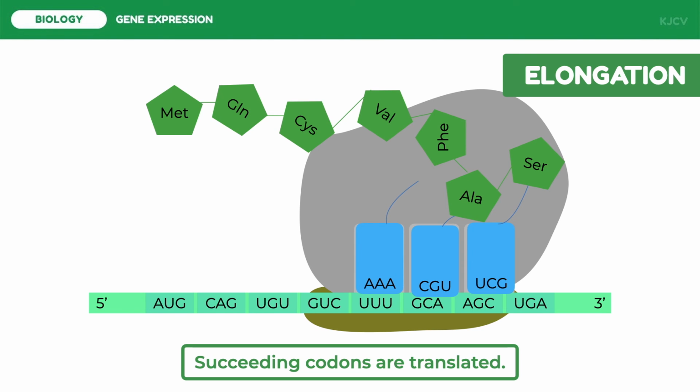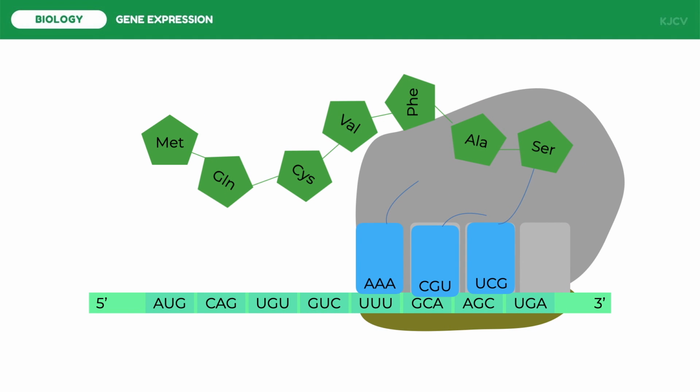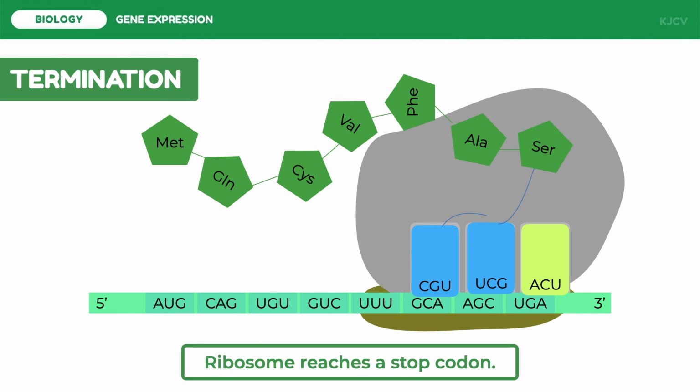Now, for the next codon, it will be UGA. If we are to look at the genetic code chart, UGA is one of the stop codons. Once the translation complex reaches a stop codon, it will signal the termination of translation. The tRNAs for the stop codons do not bring any amino acids. Thus, the polypeptide chain is released.